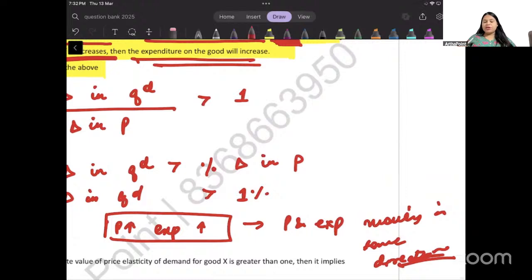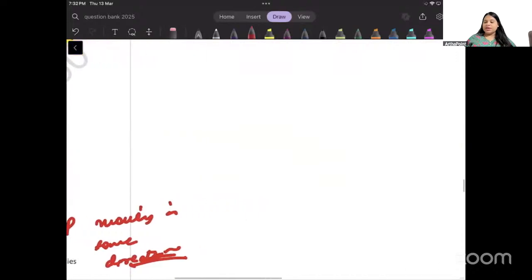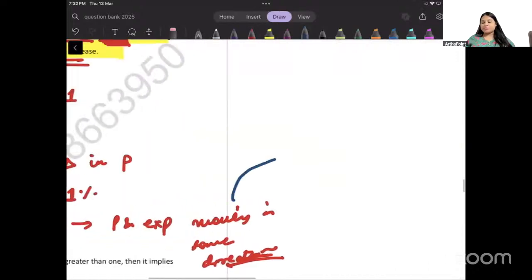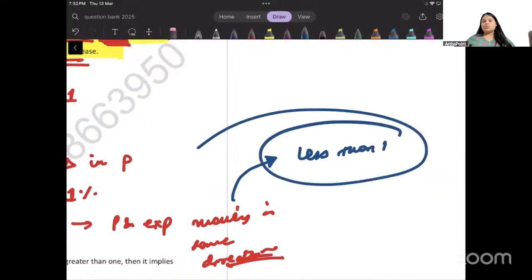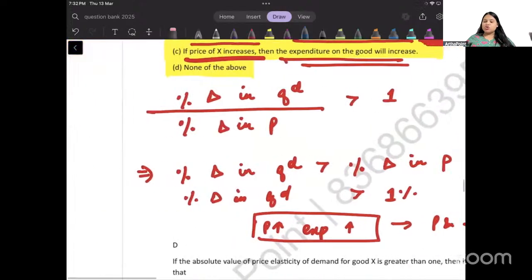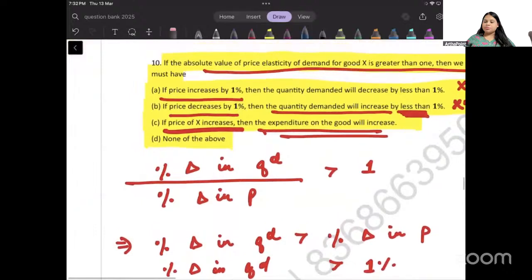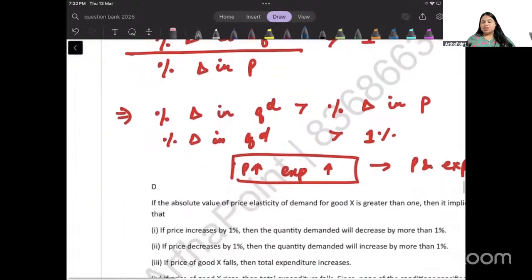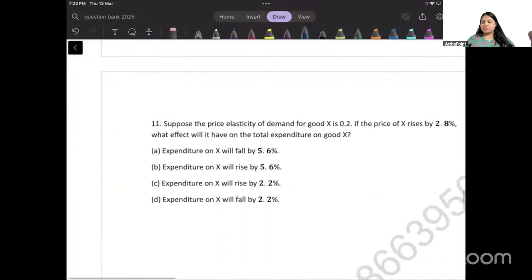What can you say about elasticity? It is going to be less than 1, inelastic. It means that that is also not correct. So the answer will be none of the above, D. ठीक है बेटा, do the next question.